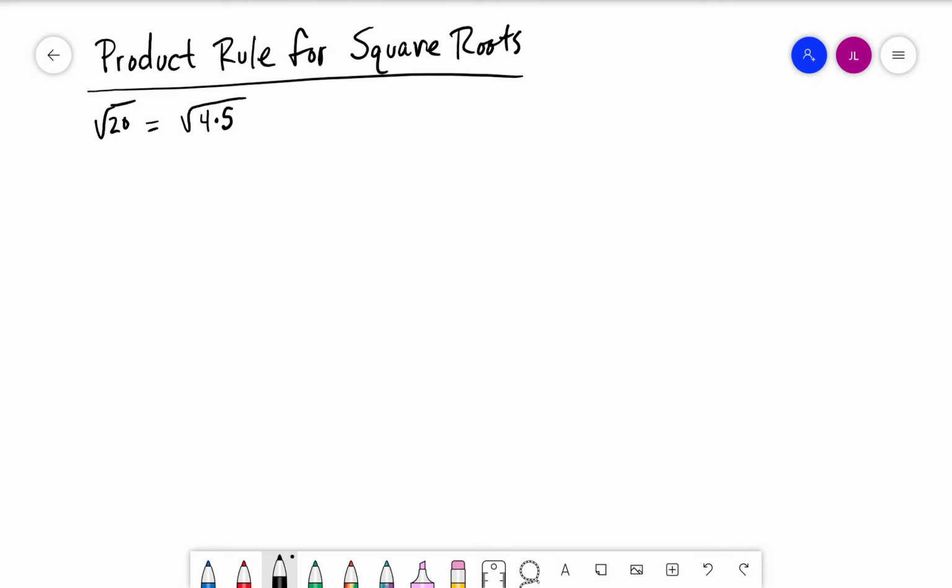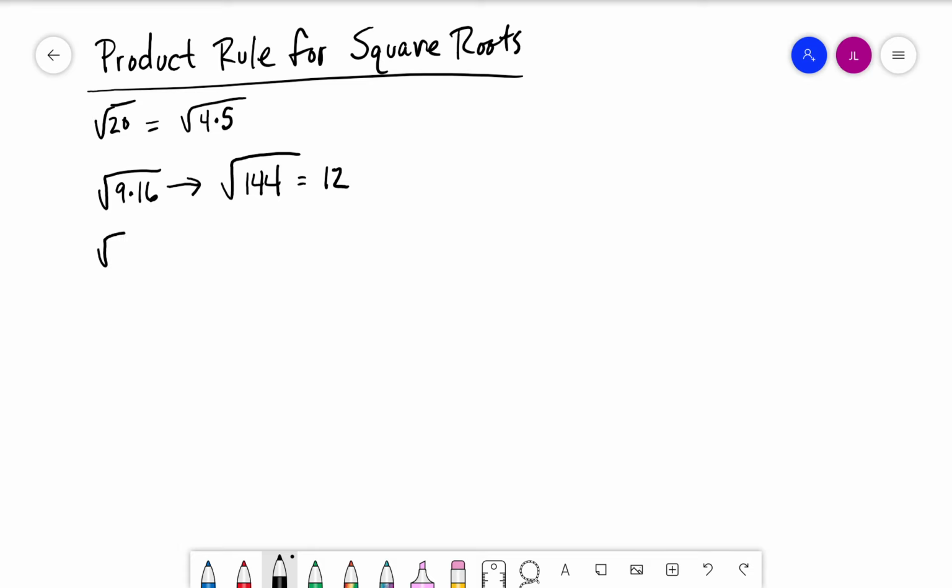So what if we had the square root of 9 times 16? Now, if we multiply 9 times 16, we get 144. We know the square root of that is 12. But let's look at this a little bit differently: the square root of 9 times the square root of 16. When we think about this, we're getting right into what the product rule for square roots states.